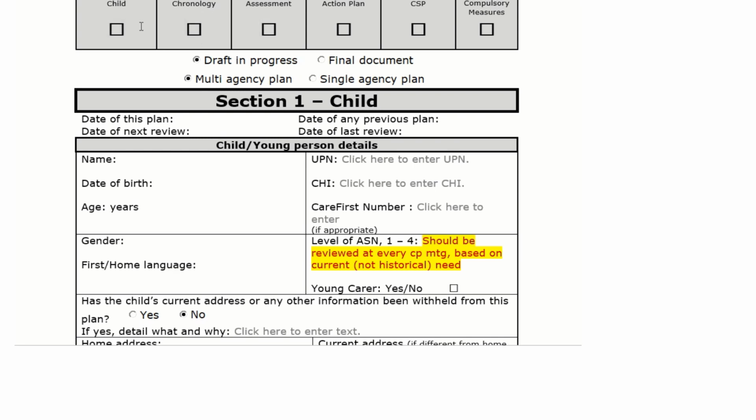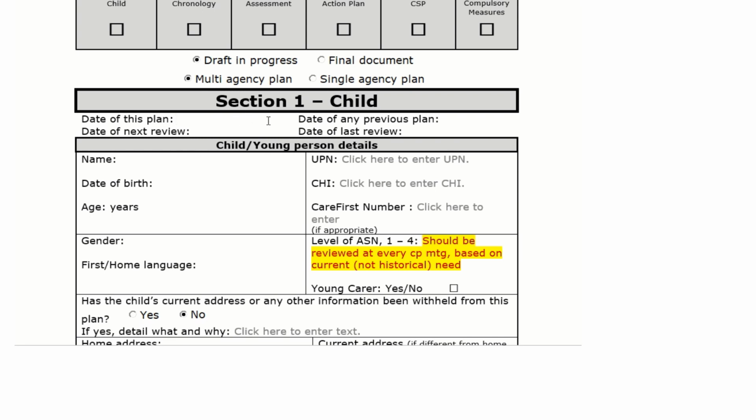So here they would say the sections that they've filled in. So all about the child, the chronology, the assessment, the action plan, and then the coordinated support plan is very rarely used. Okay, so it's usually the first 4 that are used in a standard child's plan. So they would say whether this is a draft or a final document, and explain what each of these are later on, like what the final document would be.